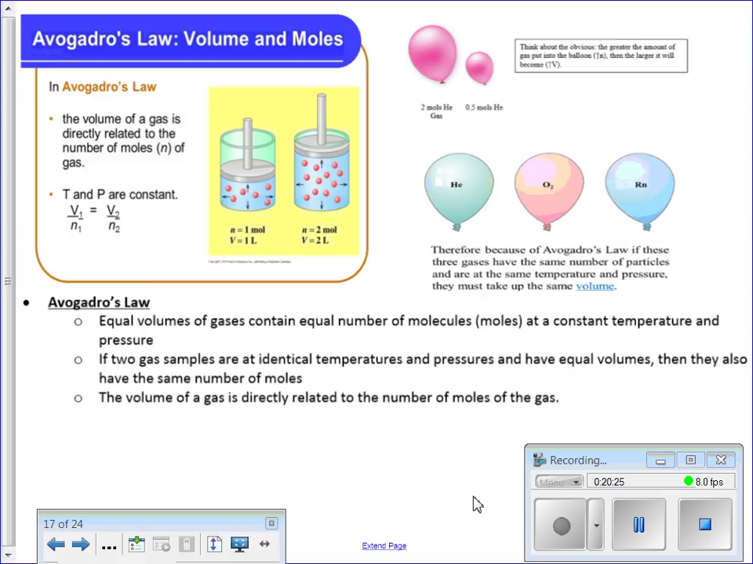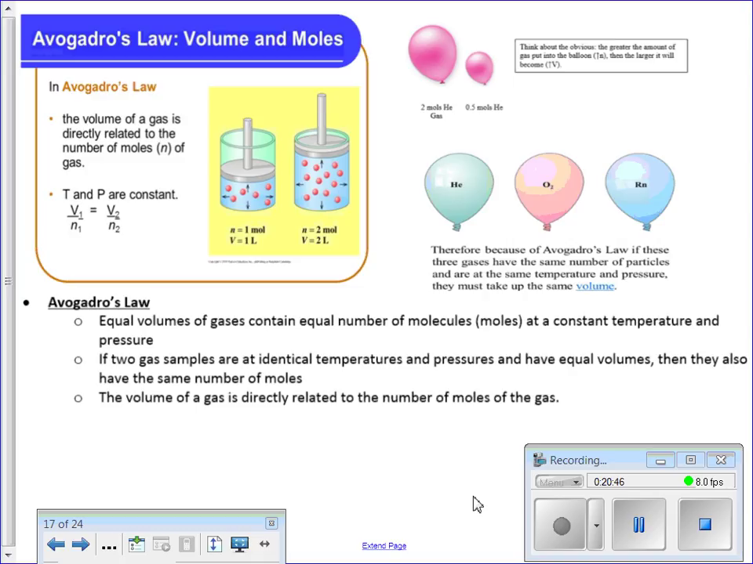And what I need you to understand is that volume does not mean how much gas. Volume means how much space a gas takes up. Moles mean how much gas, how many particles. Volume does not mean that. Volume means how much space does the gas take up.